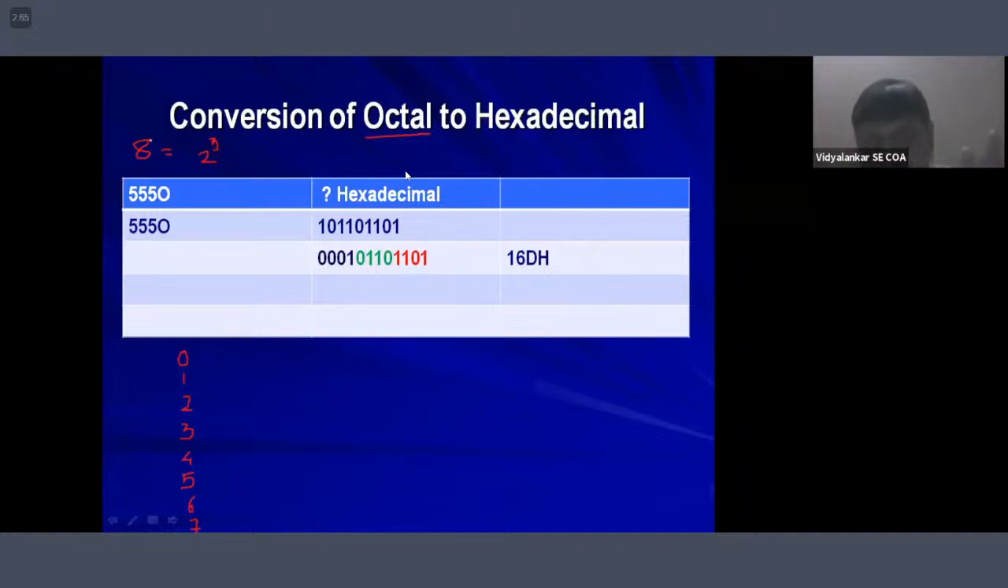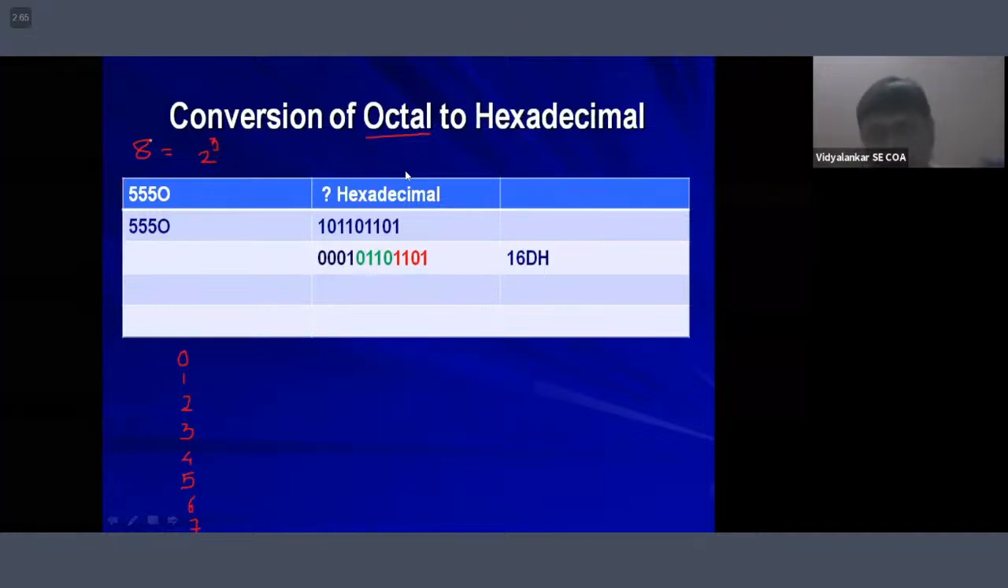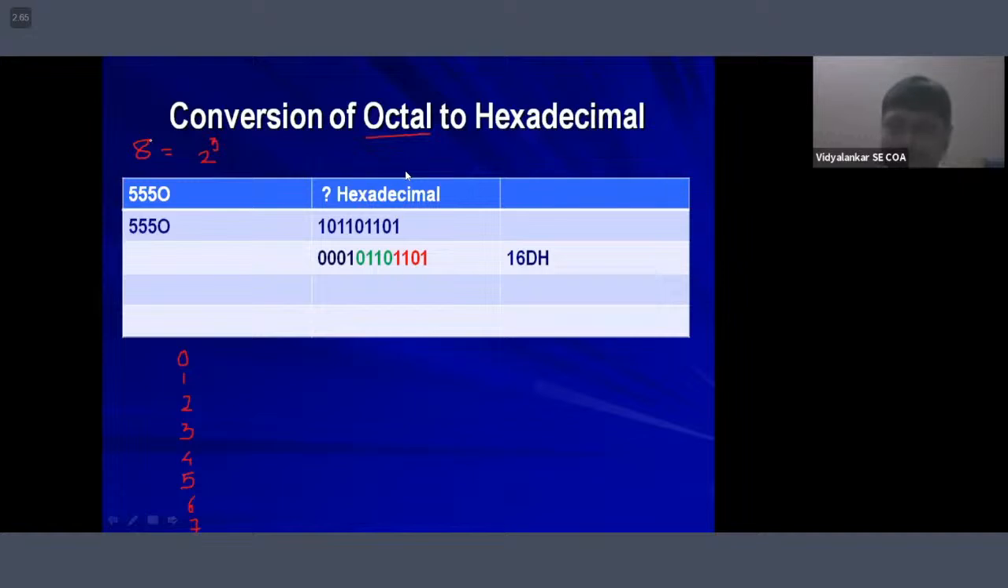Question is how many bits do you use to represent an octal number? Normally people say 3 bits, which is correct. Next question is why you use 3 bits to represent an octal number? And here is the simple mathematics. 8 is equal to 2 raised to power 3, and 2 is my binary number, the bits. So I need 3 bits to represent an octal number.